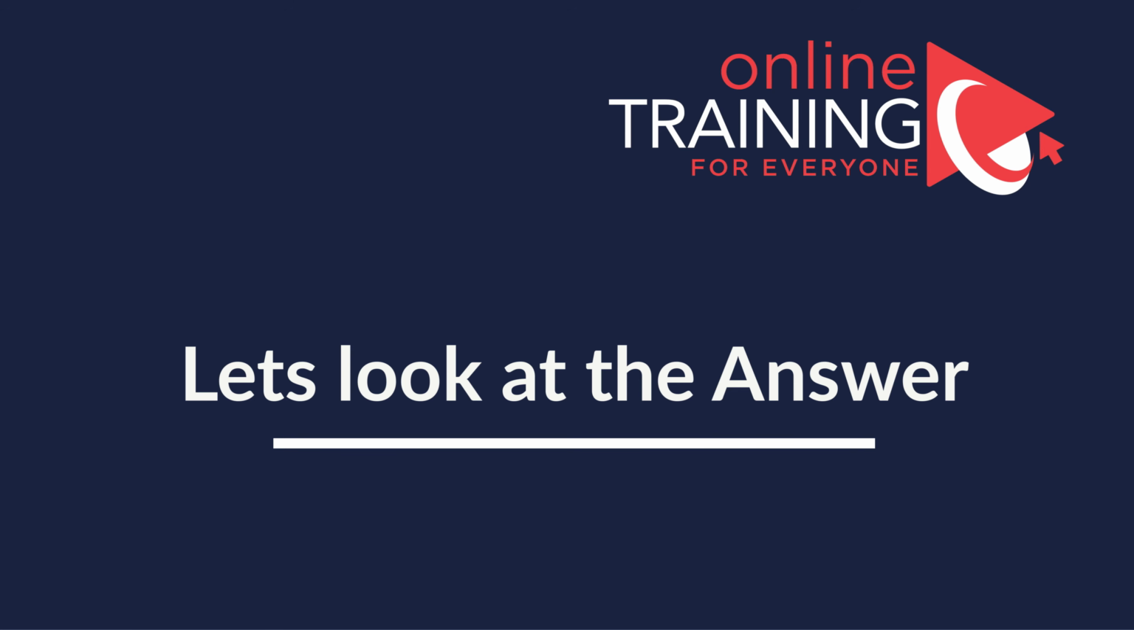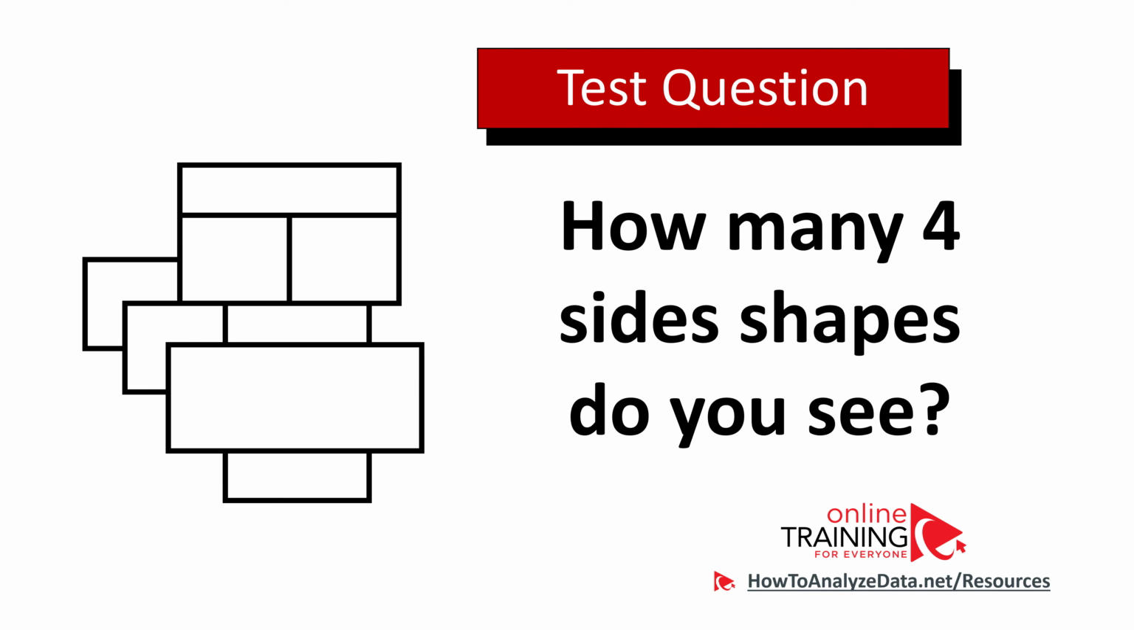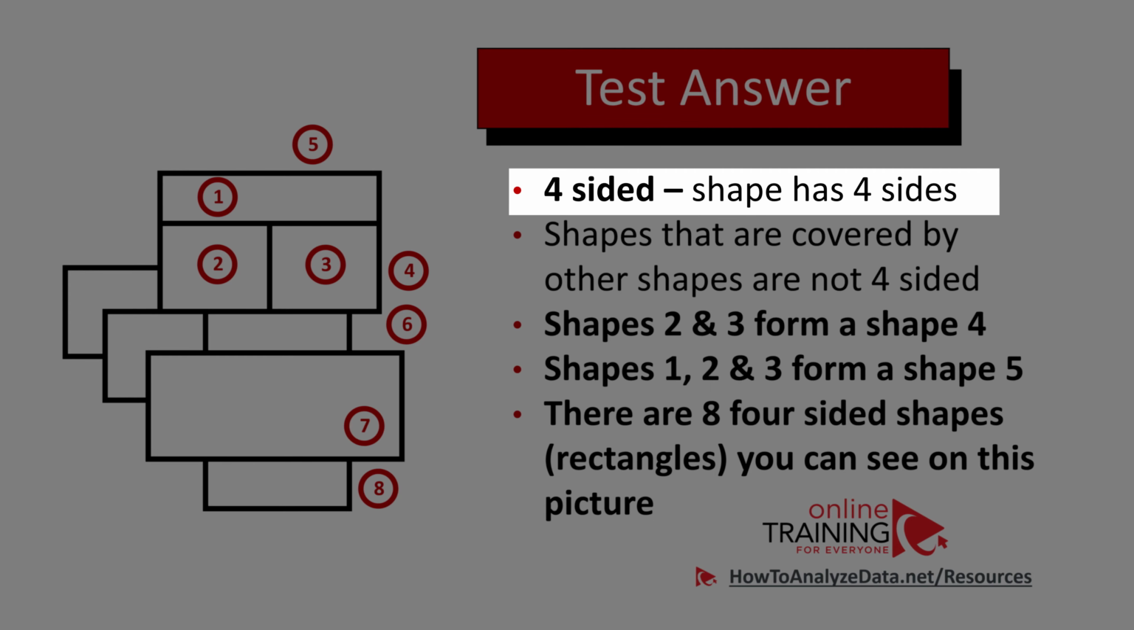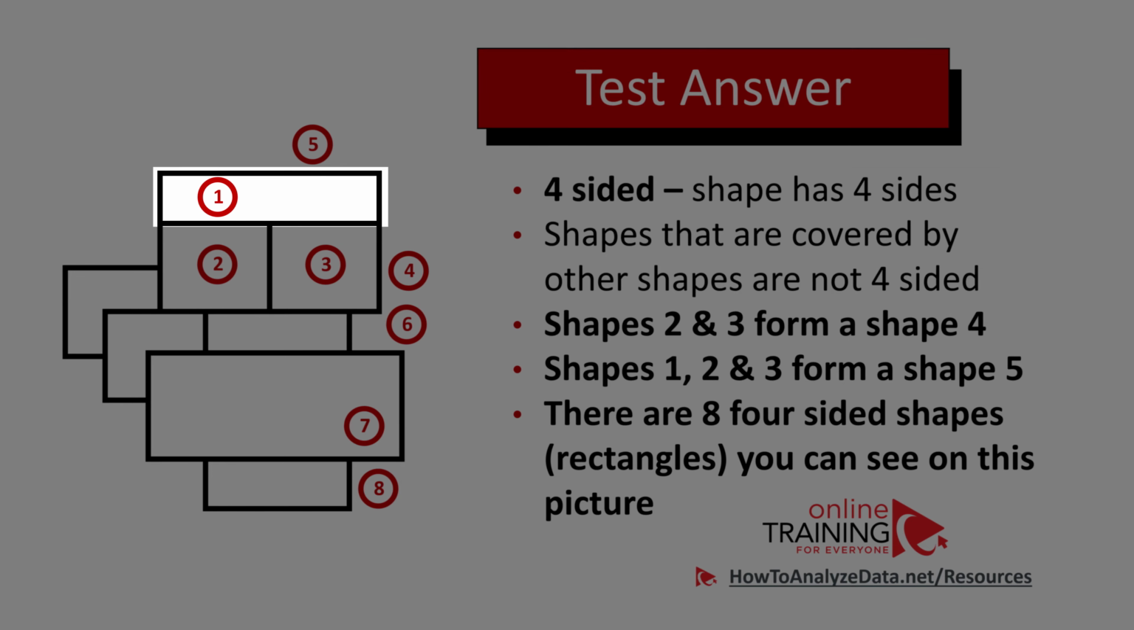Did you figure it out? Let's jump to the solution so we can solve this challenge and get to the correct solution together. So as I mentioned, first let's do a definition of the four-sided shape. The simple definition is that the shape has 4 sides. For example, a rectangle has 4 sides, and you see a rectangle here which has 4 sides, and this shape matches the criteria.